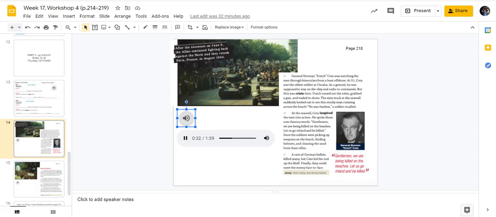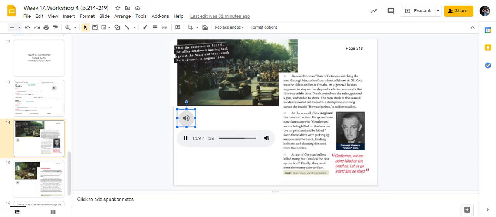Paragraph 19. General Norman Dutch Cota was watching the men through binoculars from a boat offshore. At 51, Cota was the oldest soldier at Omaha. As a general, he was supposed to stay on the ship and radio in commands. But this was crisis time. Dutch tossed out the rules, grabbed a gun, and waded to shore. The men, stuck at the seawall, suddenly looked out to see this stocky man running across the beach. He was fearless, a soldier recalled.